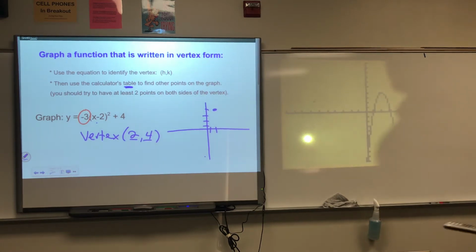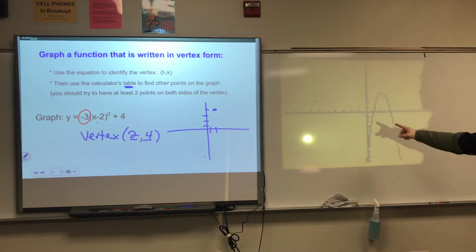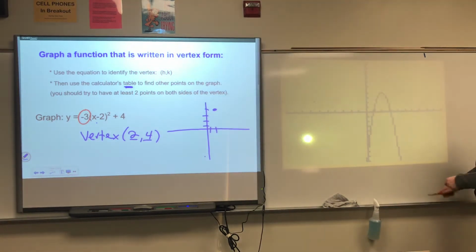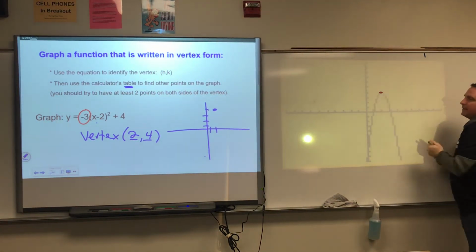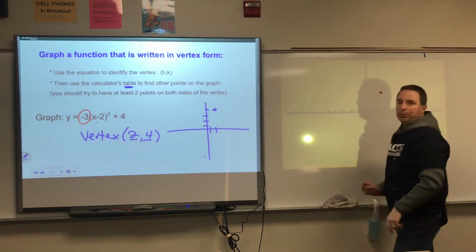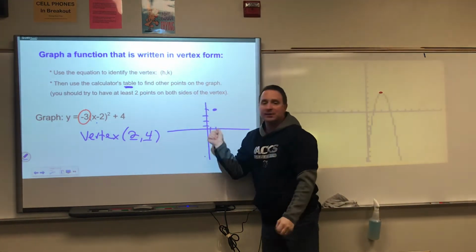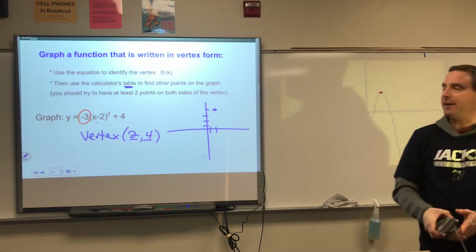Does it look like the vertex is in the right spot at over 2, up 4? It sure does. It's right there. Okay, and like I said, I want at least a couple other points, as many as we can find on either side of the vertex. And the place we're going to find that is on the table.